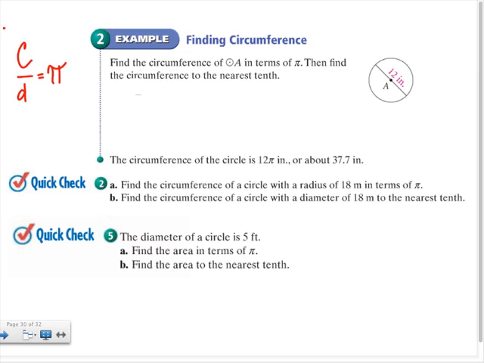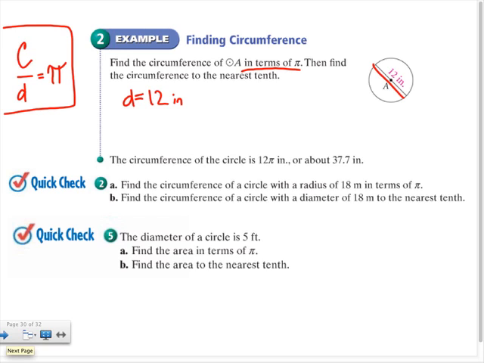Using this definition of pi that I've just given you, you can actually do a little bit of very simple algebra in order to figure out how you might find the circumference of a circle if you know its diameter, as we are in example 2. We're given the diameter, that it is 12 units, or 12 inches. And I'm asked for the circumference, first in terms of pi.